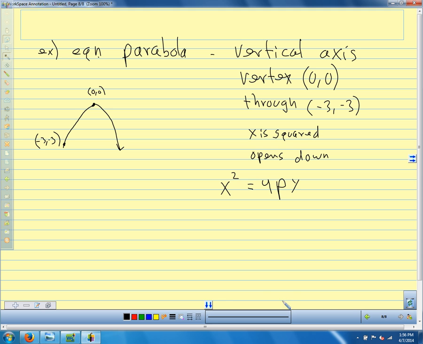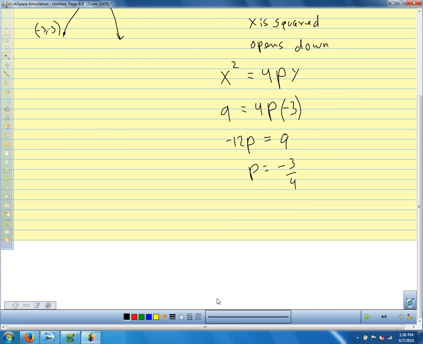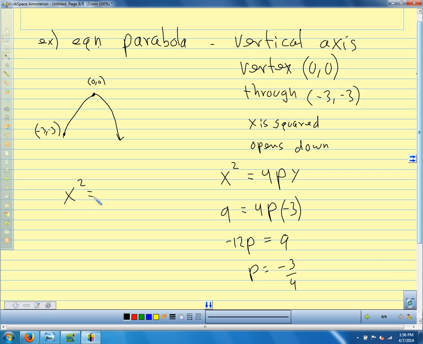So there's an easy way. What do we want to do? Plug our points in. Plug in this for x and this for y. I know it has to go through this point. So I can say x squared is 9 equals 4p times negative 3. So negative 12p equals 9. Solve that for p, and I get p equals negative 3/4. So my equation is x squared equals 4 times negative 3/4 y, or x squared equals negative 3y. So just different varieties of types of problems that you can do using our standard equation of a parabola.